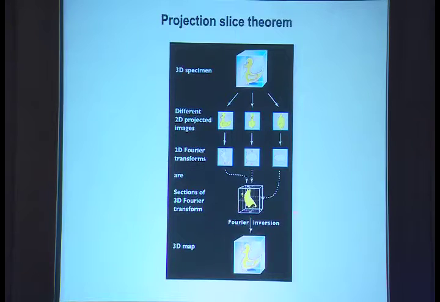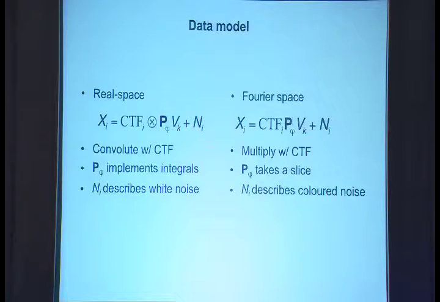Again, back to the projection slice theorem. Because we are in the Fourier domain, just remember that this 2D Fourier transform is a section of the 3D Fourier transform of this object. The data model in real space and in Fourier space differs in that you convolve with the CTF in real space, but in Fourier space you multiply. This is much easier than what you can do in real space. And then you take a slice of this projection.